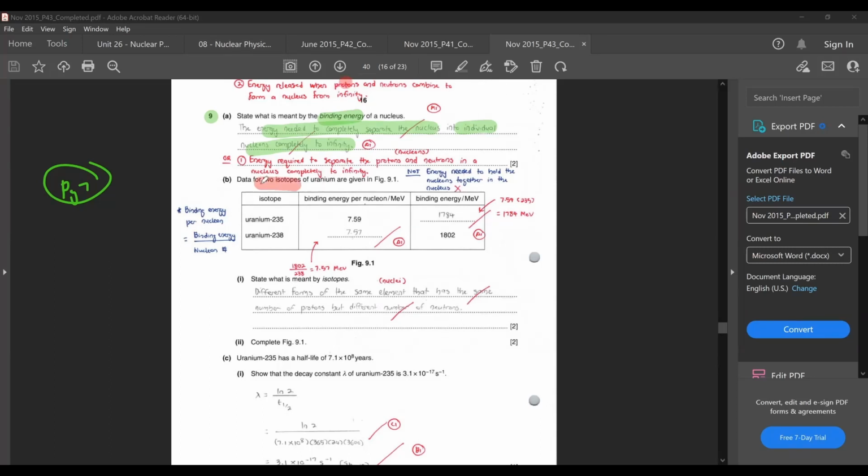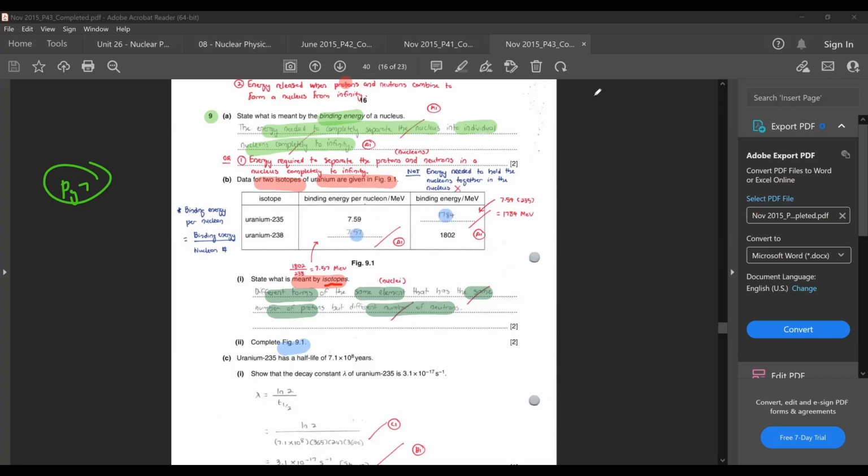Now, BE data for 2 isotopes of uranium are given in the table below. State what is meant by isotopes. Isotopes is something that you will have learned in AS physics. Isotopes are just different forms of the same element with the same number of protons, but different number of neutrons. Okay. Isotopes is something you learn in AS physics. So you're just reproducing what you learned here. Okay. Then complete figure 9.1. You need to fill in these 2 blanks.